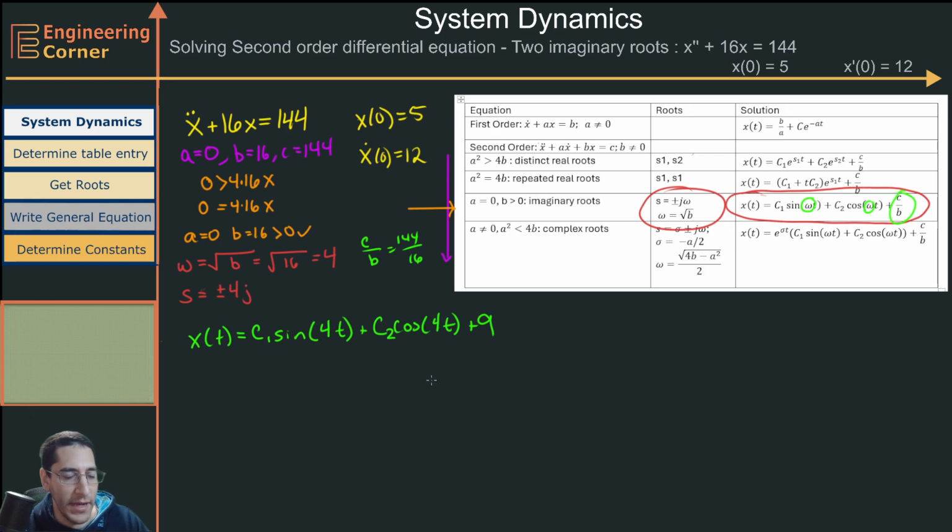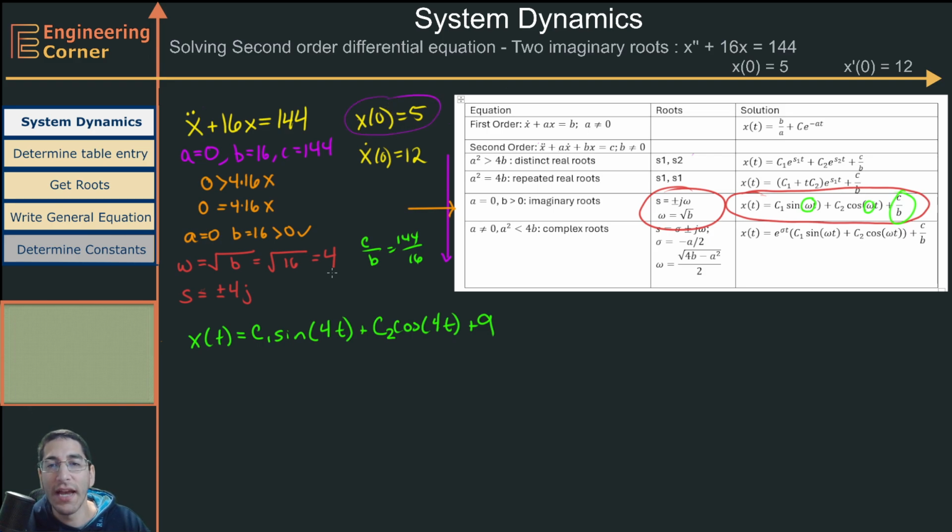So now I have my general equation. What I need to do now is solve for what C1 and C2 are. And to do that, I need to use my initial conditions right here.